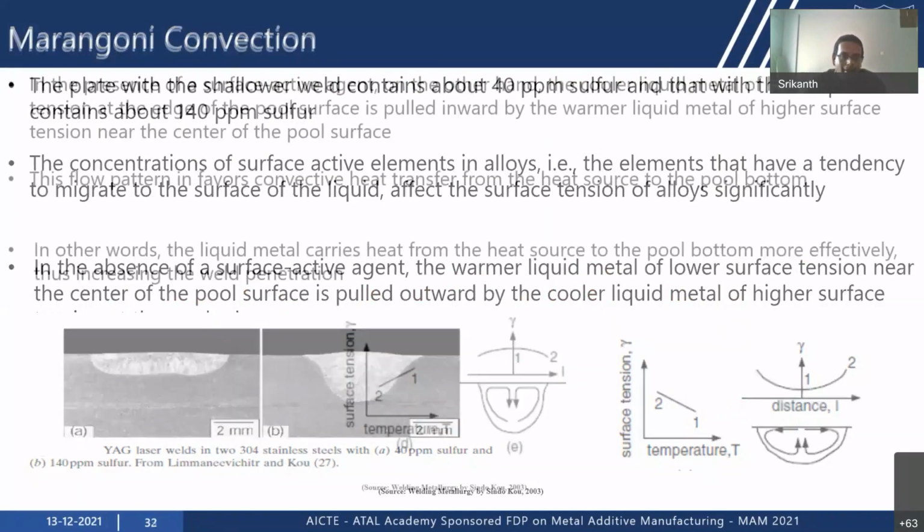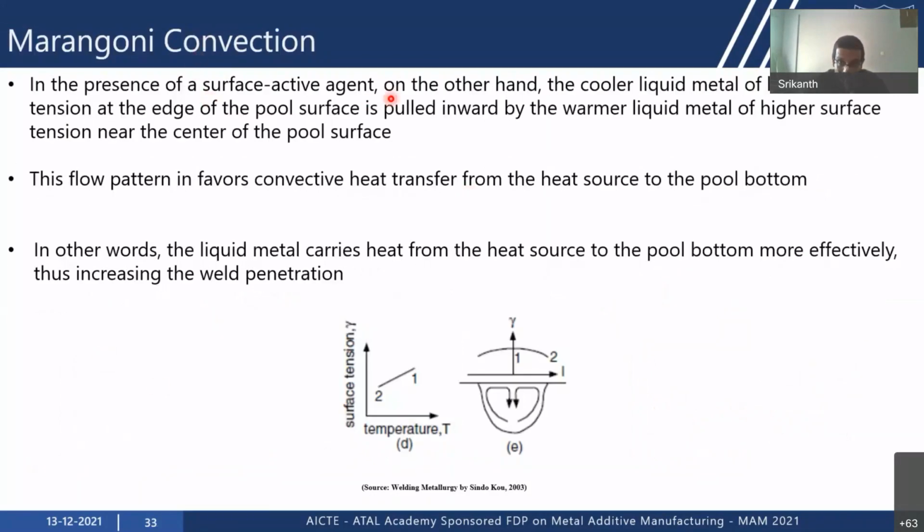But the other way around, when you have a surface active element, what happens is that the sign of dγ/dT changes, and the cooler liquid metal of lower surface tension at the pool surface is pulled inward by the warmer liquid metal of high surface tension at the center of the pool. So what happens? Now in this case, you have the convective flow from the edge to the center, and the convective heat transfer from the heat source to the bottom. So the liquid metal in this case carries the heat from the heat source to the pool bottom more effectively. Thereby, the depth of the molten pool increases, and the molten pool is narrow but deep.